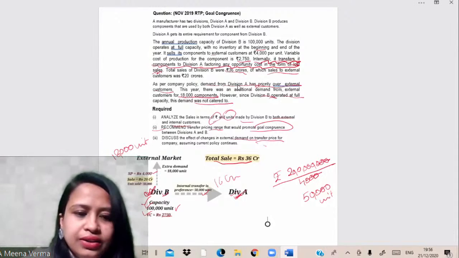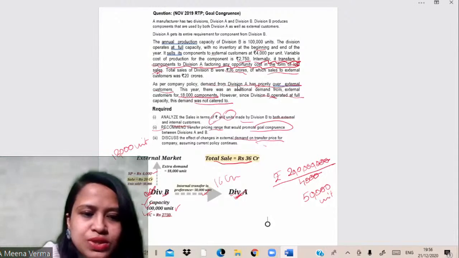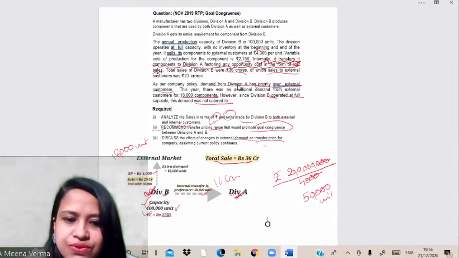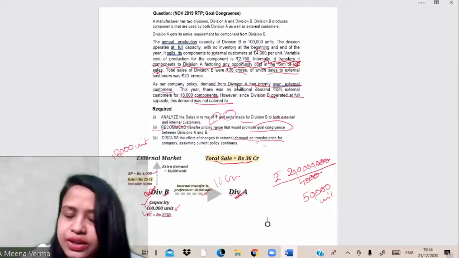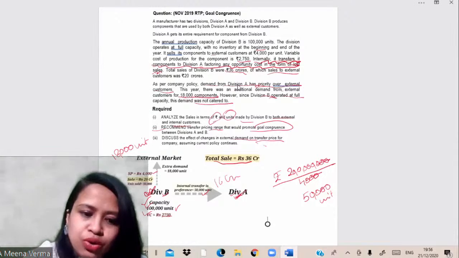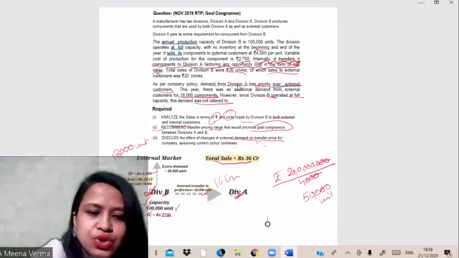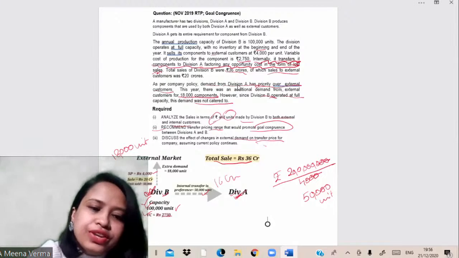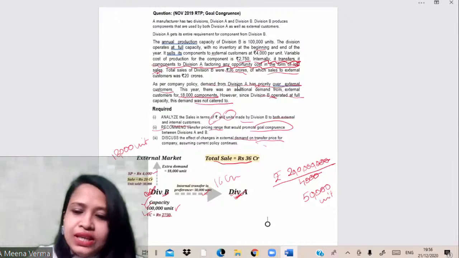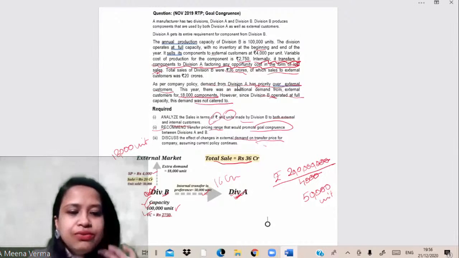Okay. And the variable cost is rupees 2750. And internal transfer is 50,000 units. Okay. So the transfer pricing range to promote goal congruence, the price which you will quote here, for that you will see if there is any spare capacity. If there is any spare capacity, then the price will be the variable cost.